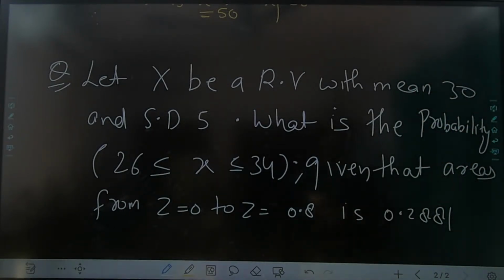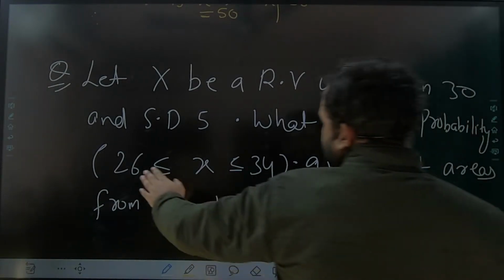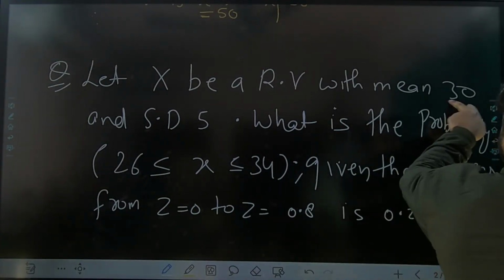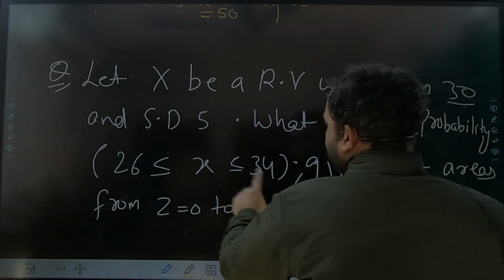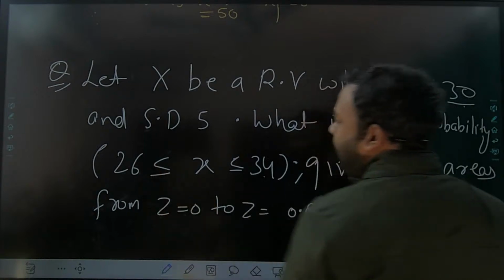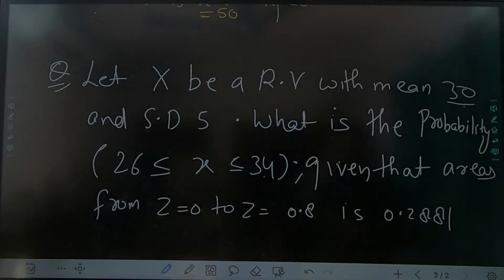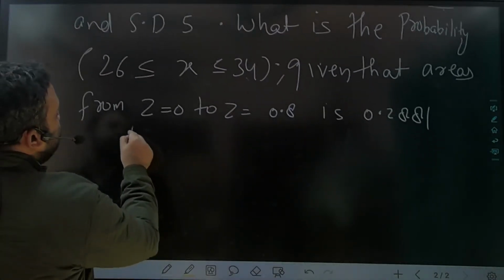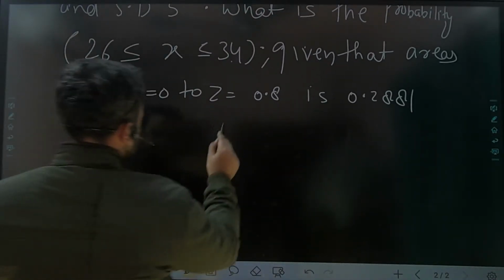So let x be a random variable with mean 30 and standard deviation 5. What is the probability of getting the random variable from 26 to 34, given the area from z equal to 0 to 0.8? See, about the mean, the mean is 30. This is 34, this is 26. So you can see about the mean we are going 4 units ahead and 4 units behind. Some area concept will come over here. So the first thing to deal with this is to plot the curve.